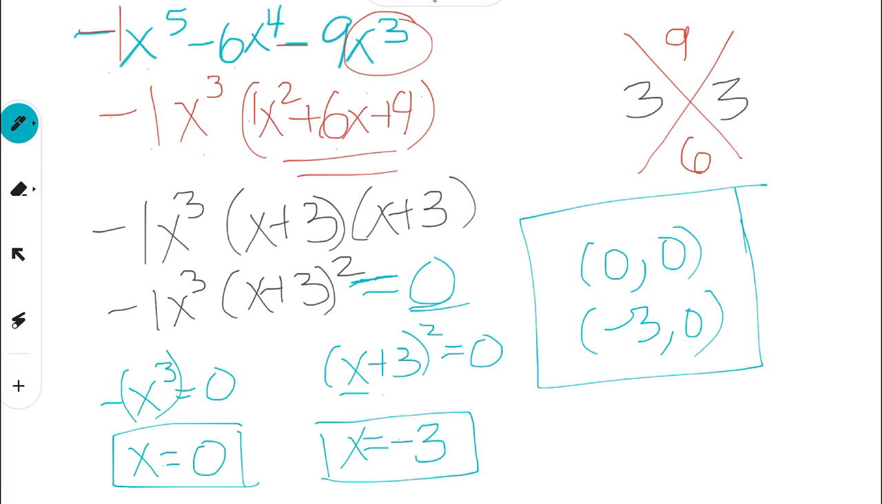And that concludes how to find the x-intercepts from a higher degree polynomial by doing the GCF first, factoring what's left in the other parentheses, and then using the zero product property to find the x-intercepts.